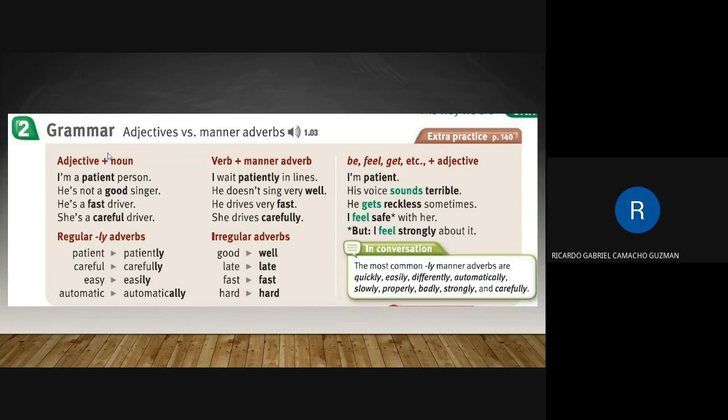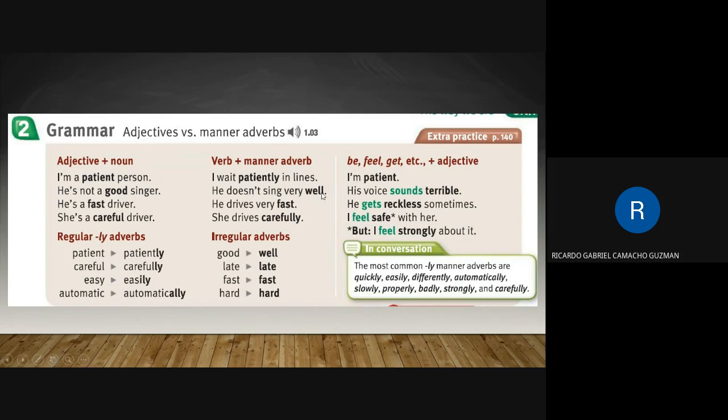Por otro lado, cuando nosotros hablamos acerca de un adverbio de modo, quiere decir que nosotros estamos cambiando directamente un adjetivo a su versión de adverbio. En lugar de describir a la persona, animal o cosa de la que estamos hablando, estamos describiendo la acción. En este caso, tenemos I wait patiently in lines. La palabra patiently ya no está describiéndome a mí, sino que está describiendo cómo es que yo espero. Entonces, en este caso, se traduce como yo espero pacientemente en la fila o en las filas.